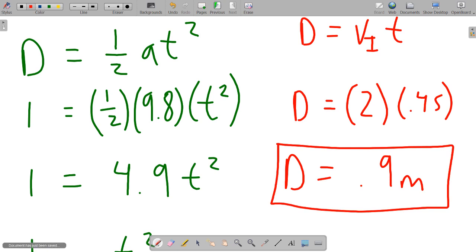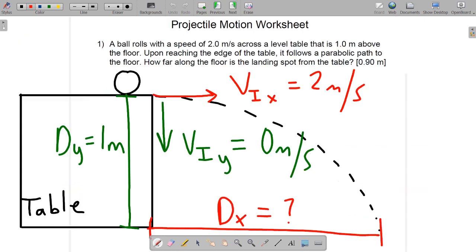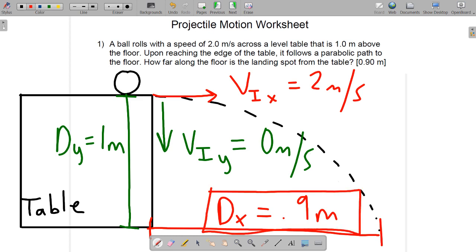And so there we go. That's number 1. So that means number 1 here, the answer, you can fill this in, is 0.9 meters. So 0.9 meters is the distance the ball travels from here to here. That's the distance in x. And that's how you do number 1.